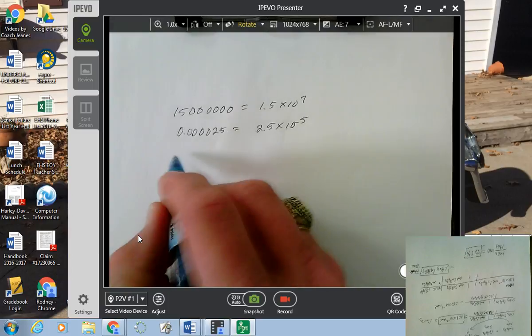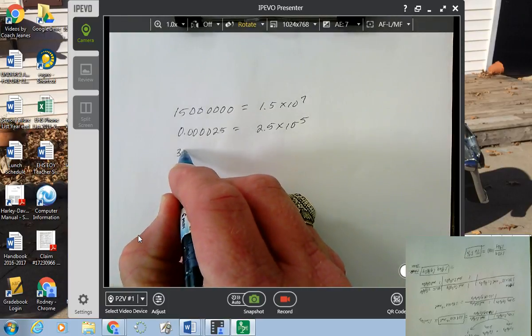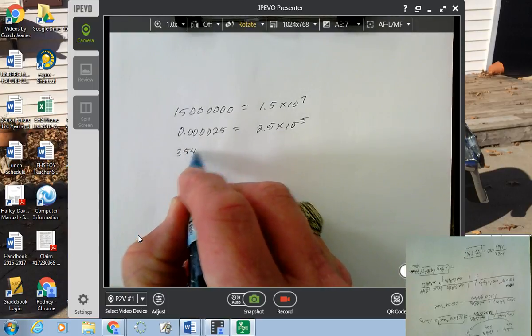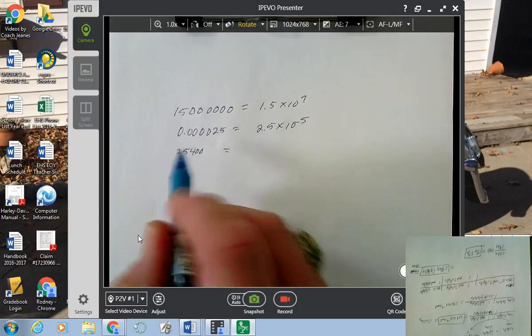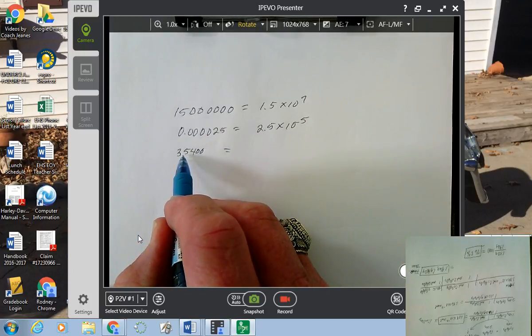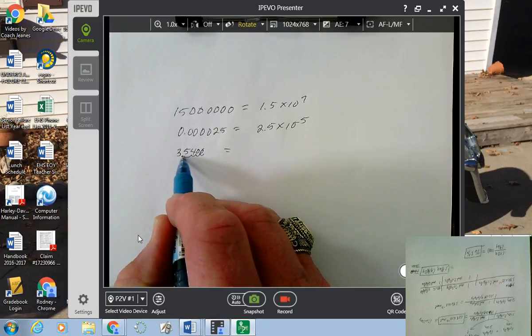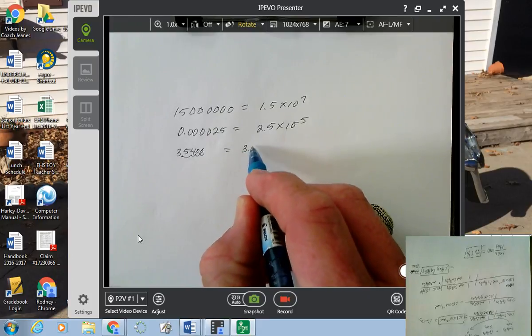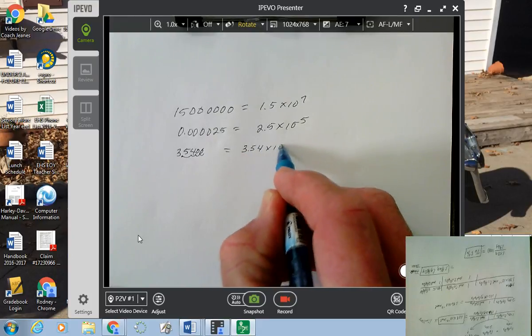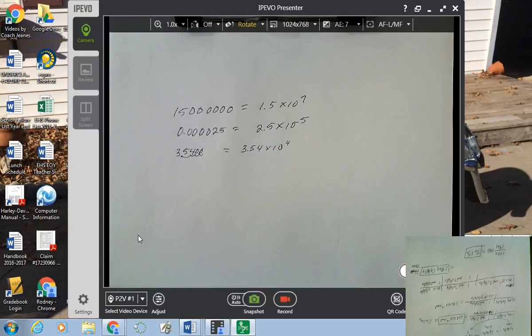All right, so the problem that I wanted you to try was 35,400. All right, so we want the decimal place to be between the 3 and the 5. So we want it to be right there. So that means we're going to need to move the decimal over 1, 2, 3, 4 places. So we write 3.54 times 10 to the what? 4, okay? So that would be the correct scientific notation.